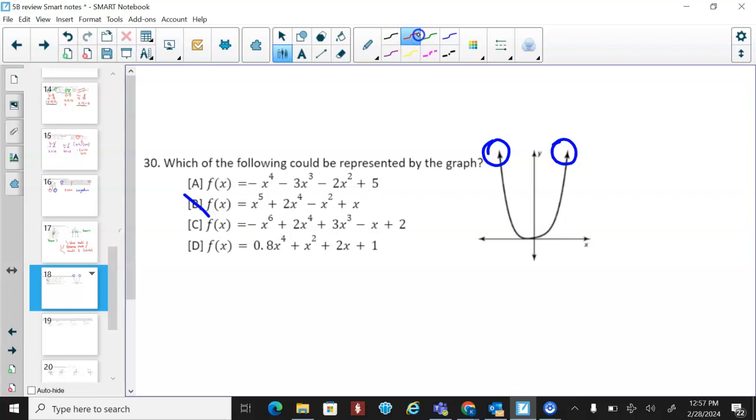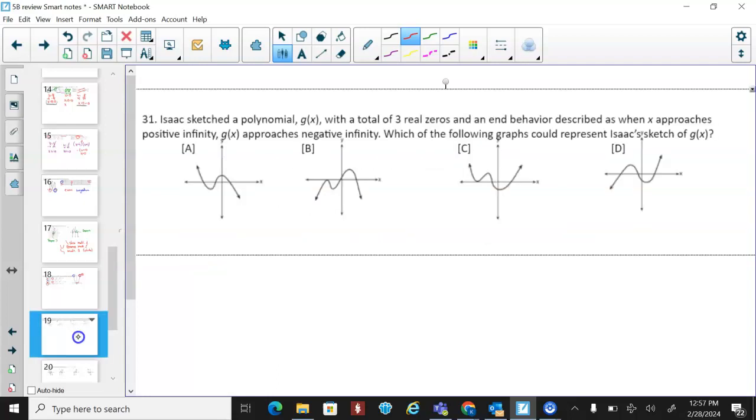Now, the next thing I'm going to look at is what is my leading coefficient, positive or negative? It is positive. So it could not be A because that has a negative leading coefficient. And it could not be C either because that's a negative leading coefficient. So the correct answer to this question is D. It is a 4th degree. Even though it bounces once, remember, it could be more than 2 in an even number. All right, here, 31.